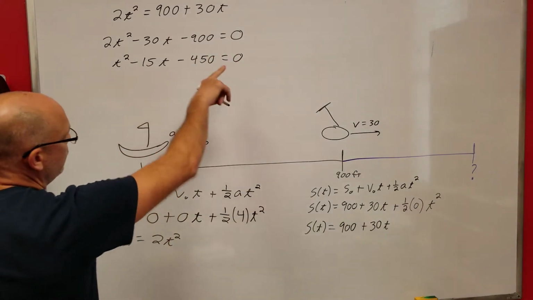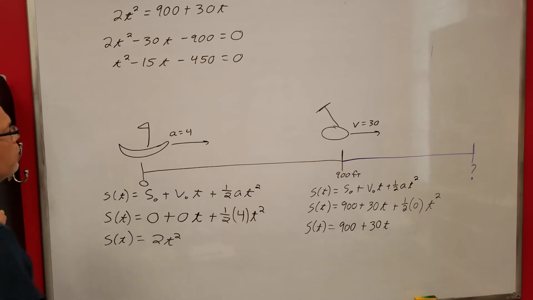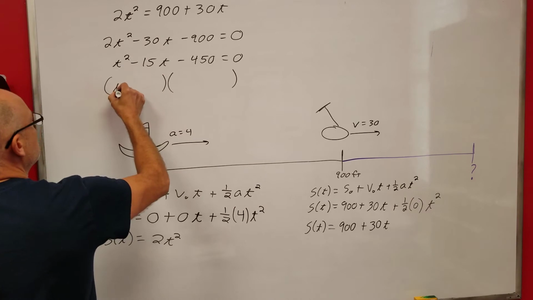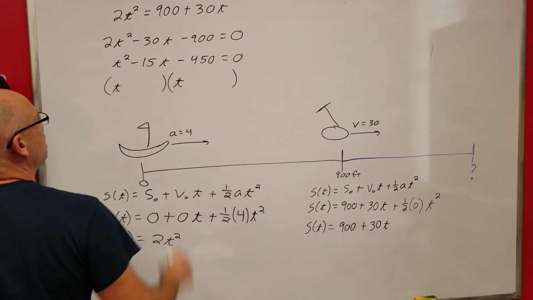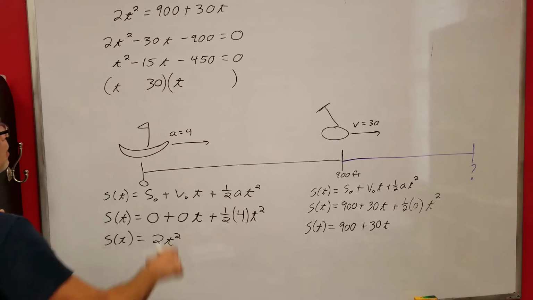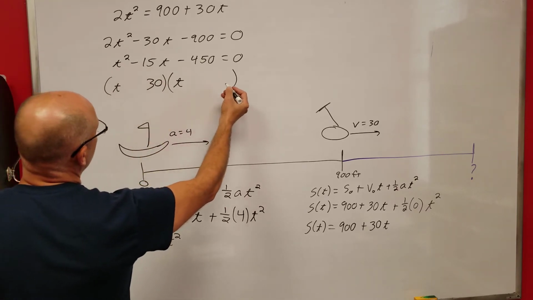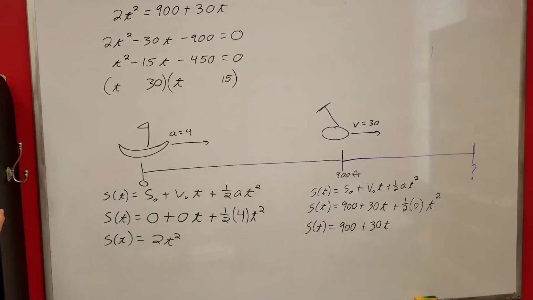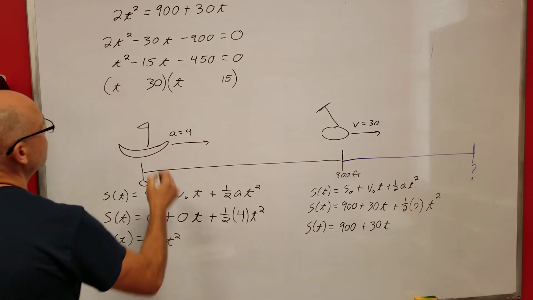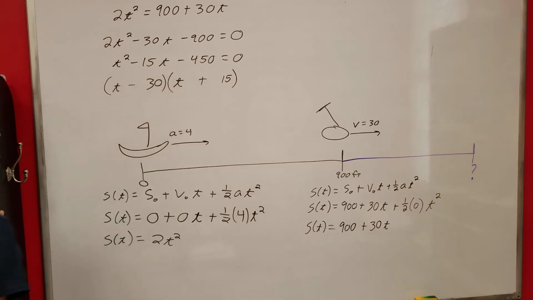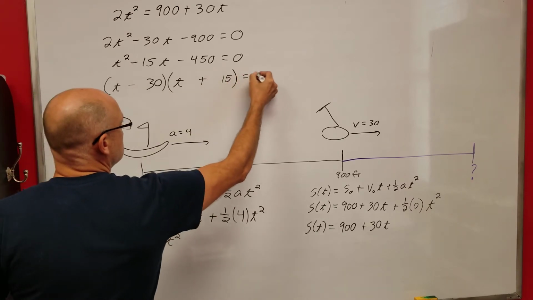I can either try to factor this or use the quadratic formula. If I try to factor this, let's see what I get. t, let me try maybe 30 here. And what do I put here? Maybe 15? Will that give me 450? Yes, it will. And the 30 is going to be negative, and the 15 is going to be positive, is equal to 0.